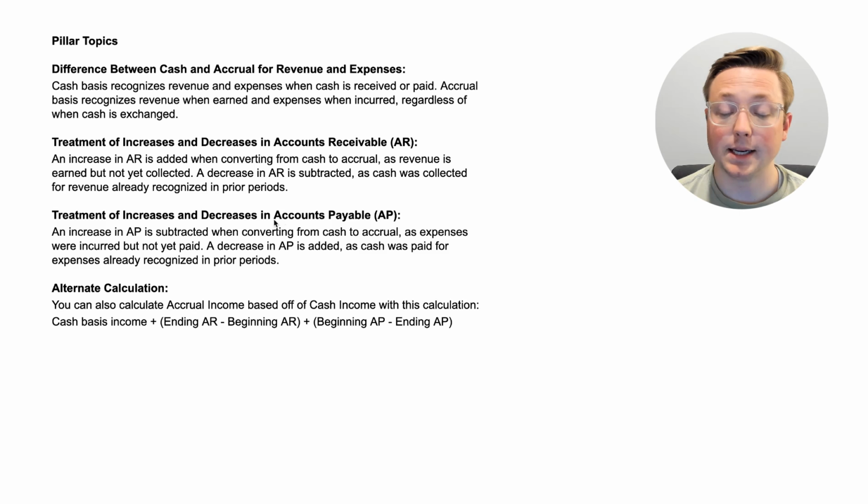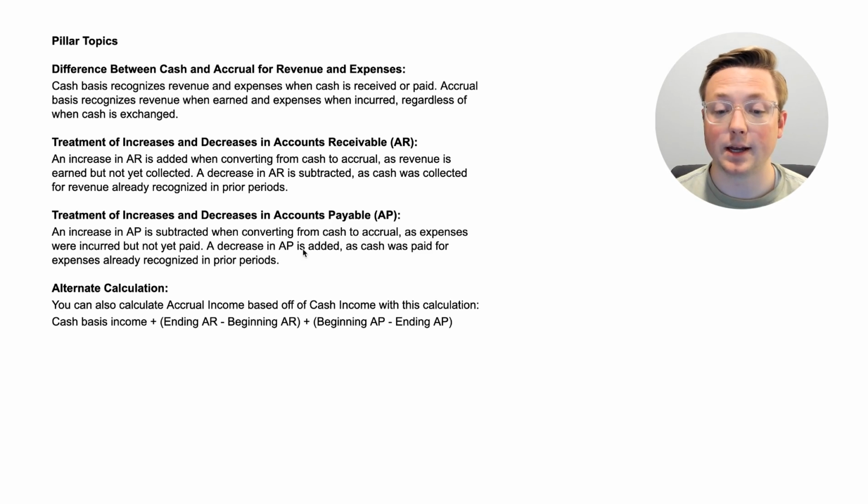Treatment of increases and decreases in accounts payable. An increase in accounts payable is subtracted when converting from cash to accrual, as expenses were incurred but not yet paid. So again, according to accrual, when that accounts payable went up, that means there are more expenses according to them. So that's a decrease to the net income compared to the cash, where they haven't paid those expenses yet, so that hasn't come out of their income yet.